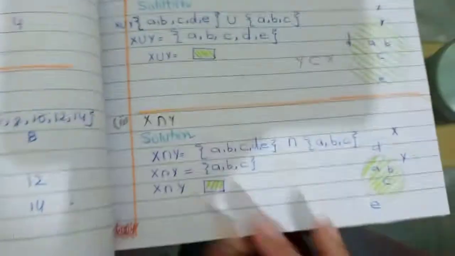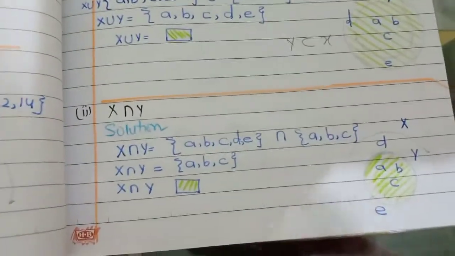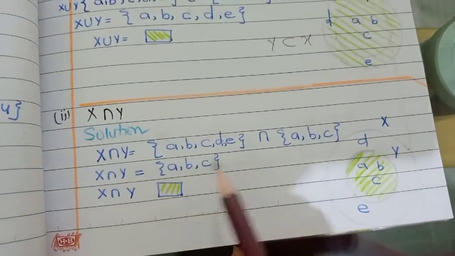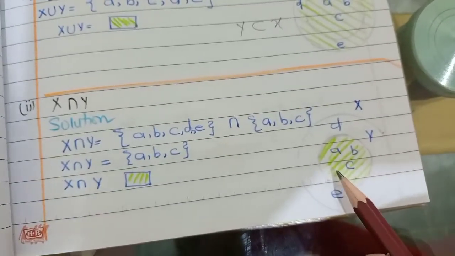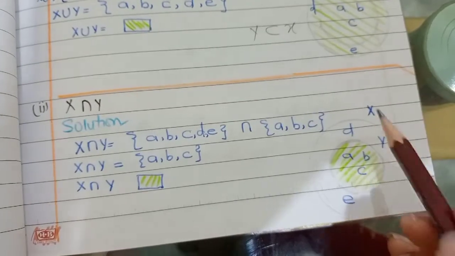Okay, now X intersecting Y. How will you show X intersecting Y? Again you will just write down the common elements. Again you will show this circle inside the other. Only highlight A, B, C, which are the common elements in both X and Y.